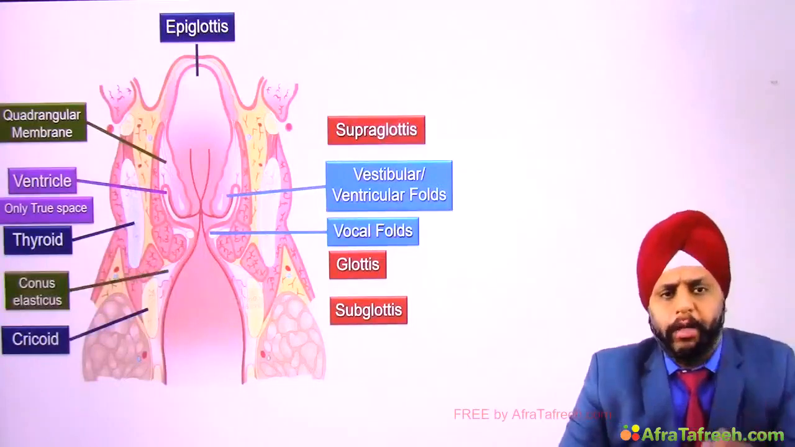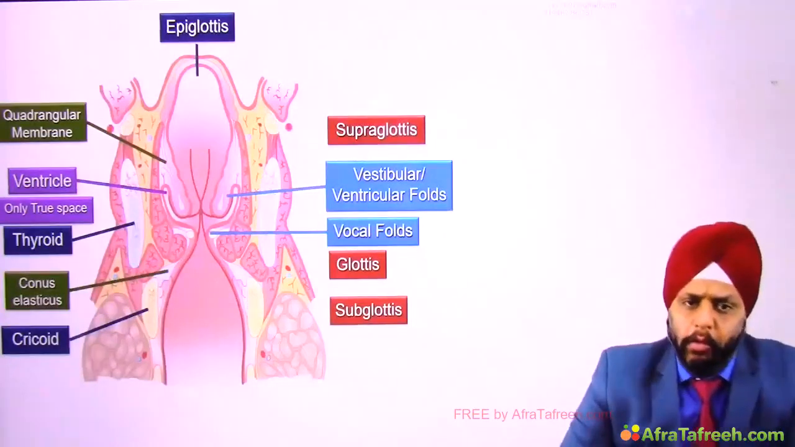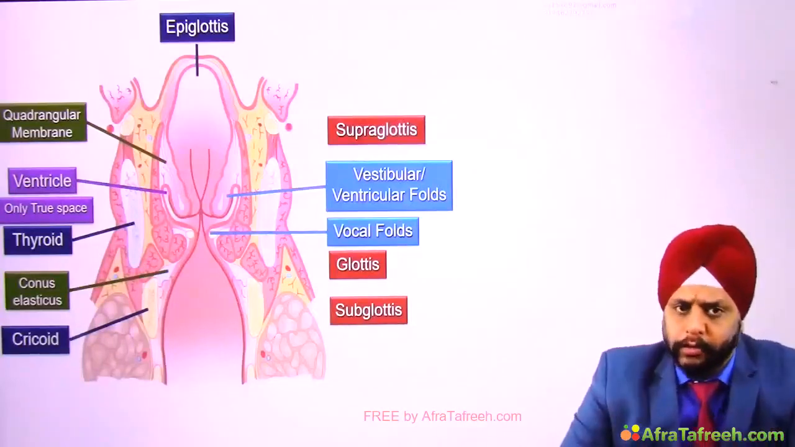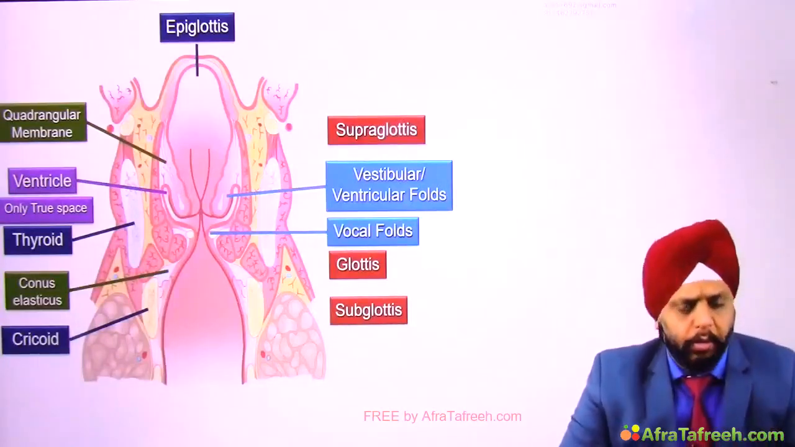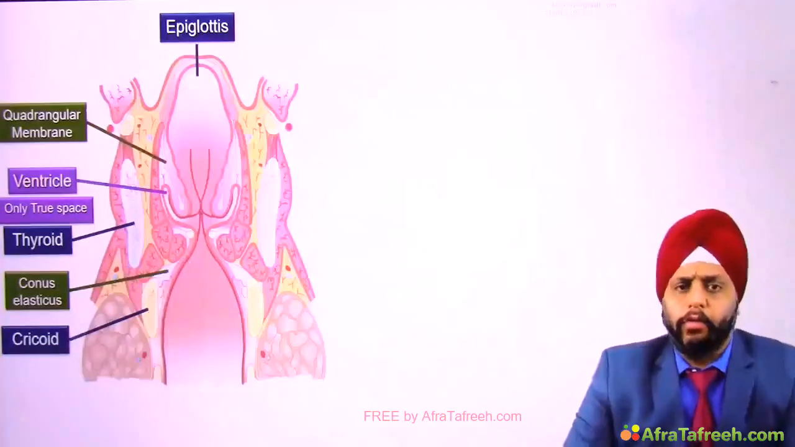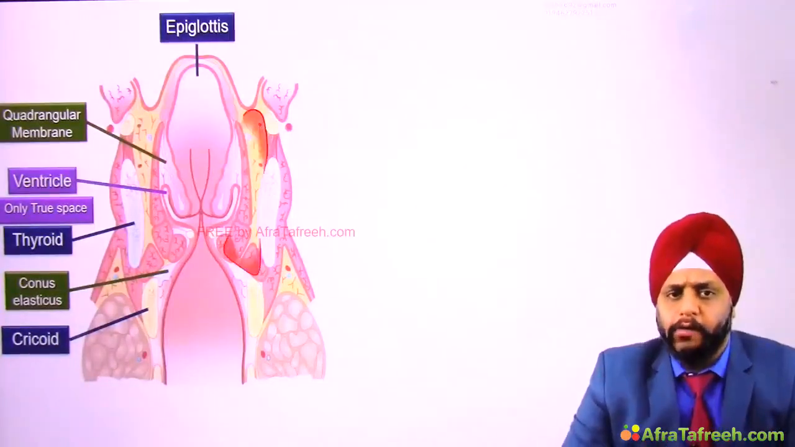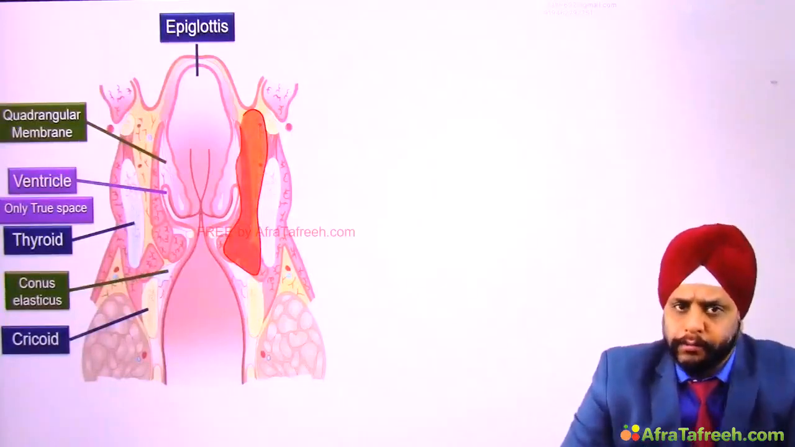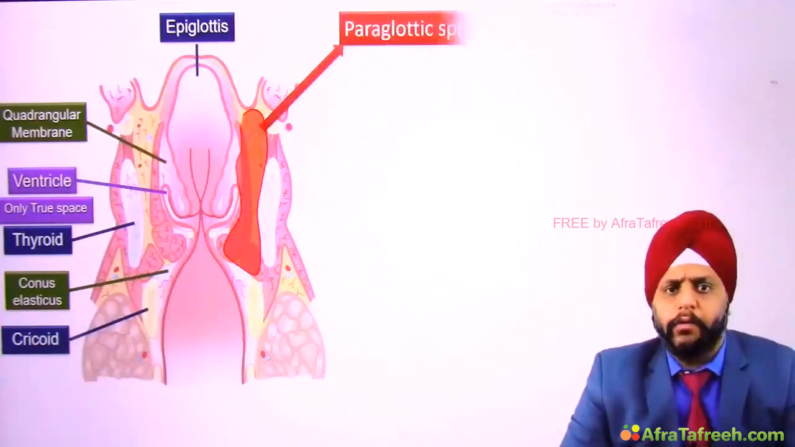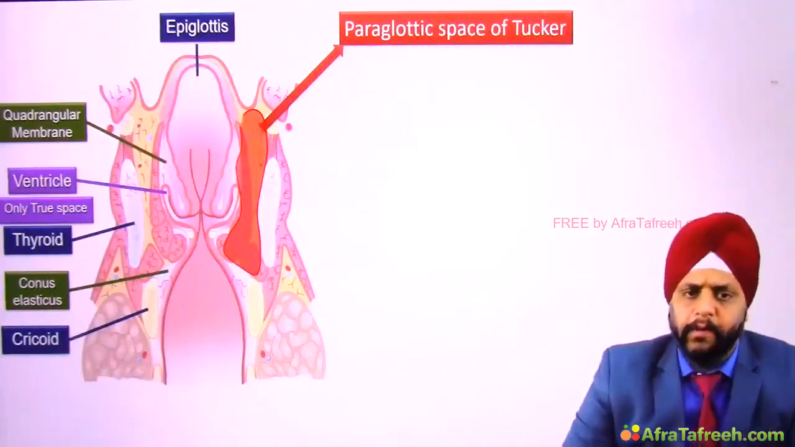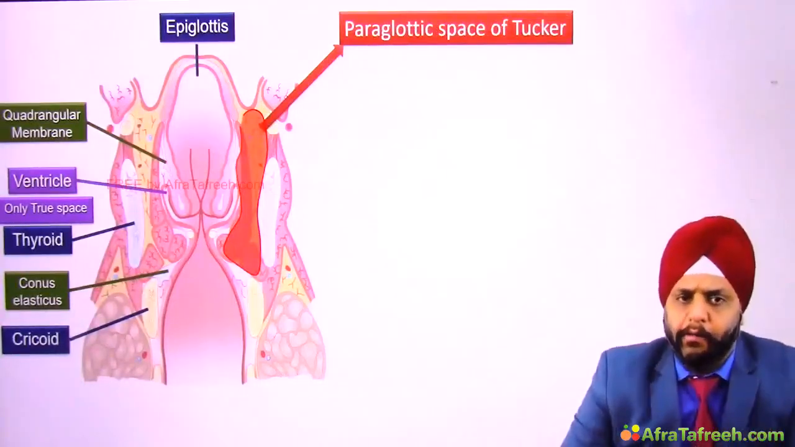We saw a membrane covering the lower surface of the vocal folds, that is known as conus elasticus. Now let's look over here. We can see a yellow fat filled space. Where? This space which I have now just shaded. This space is known as the paraglottic space of Tucker.